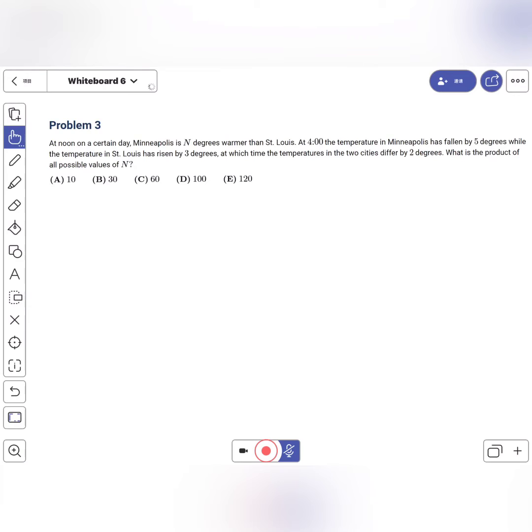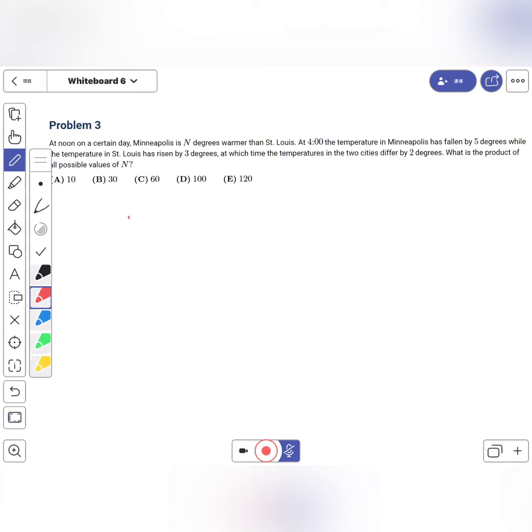On to problem 3. At noon on a certain day, Minneapolis is n degrees warmer than St. Louis. At 4 o'clock, the temperature in Minneapolis has fallen by 5 degrees, while the temperature in St. Louis has risen by 3 degrees. At which time the temperatures in the two cities differ by 2 degrees, what is the product of all possible values of n? This problem is pretty straightforward because we can just consider what cases will result in what we desire.